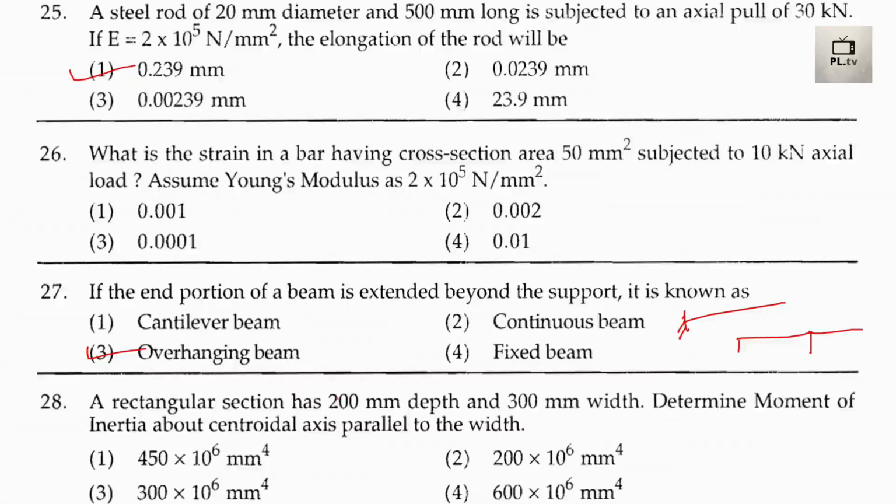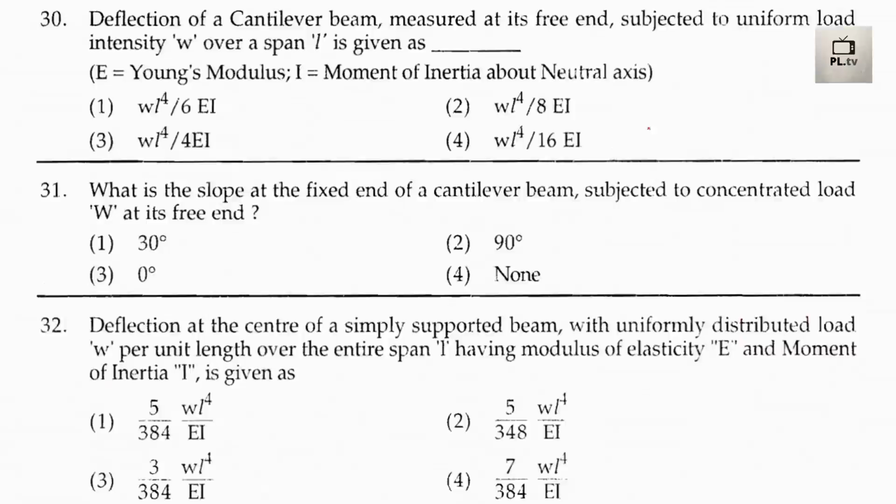A rectangular section has 200 mm depth and 300 mm width. Determine the moment of inertia about the centroidal axis parallel to the width. We will find it by the formula W into H cube divided by 12. By putting the values in this formula, we will get 200 into 10 raised to 6 mm raised to 4.